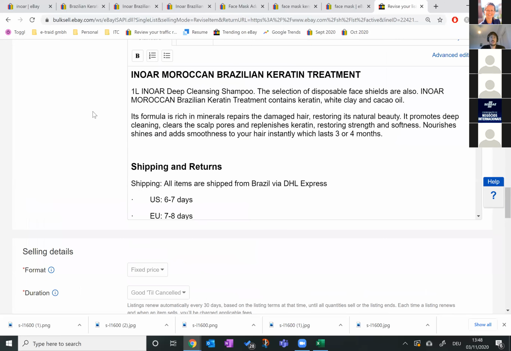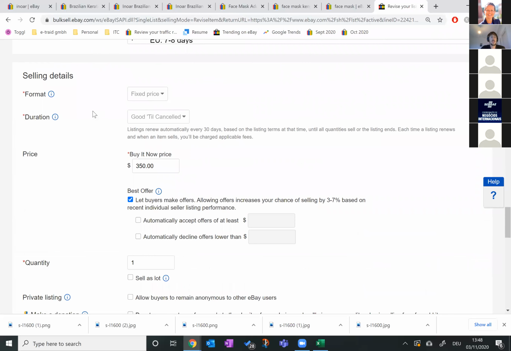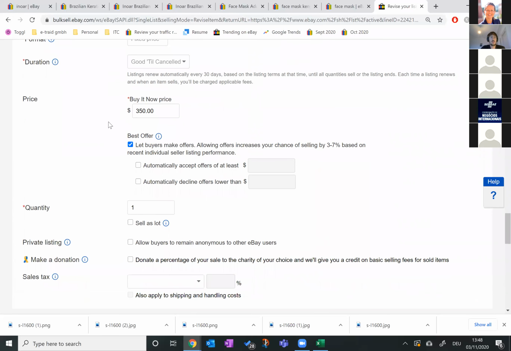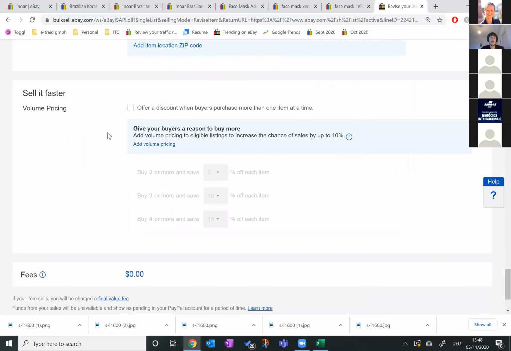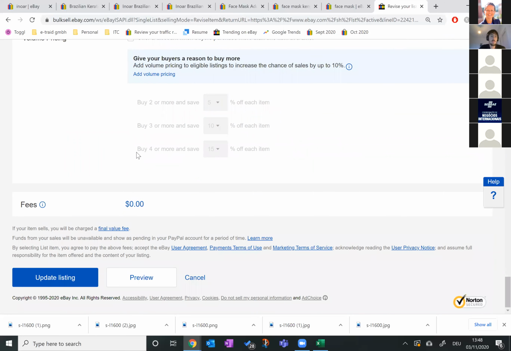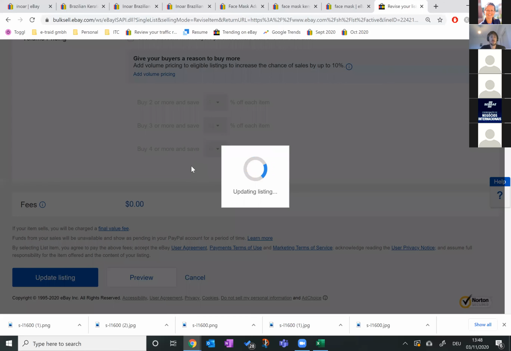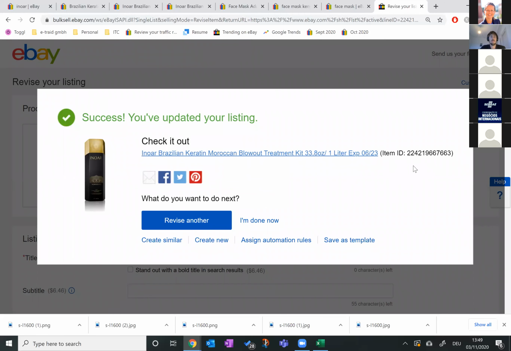Okay, this part about item description and setting up shipping and price, etc., we will not cover this time. We'll look at it in the next session when we talk about listing an item and visibility. So I'm just going to update this item now with all these details, and it's just been listed.